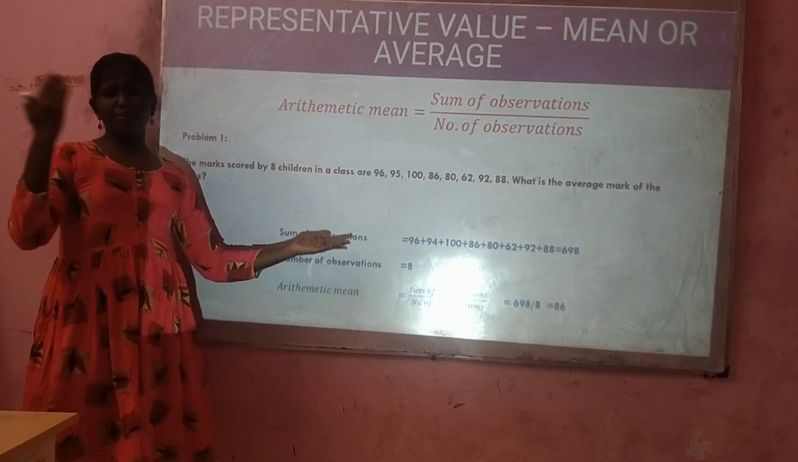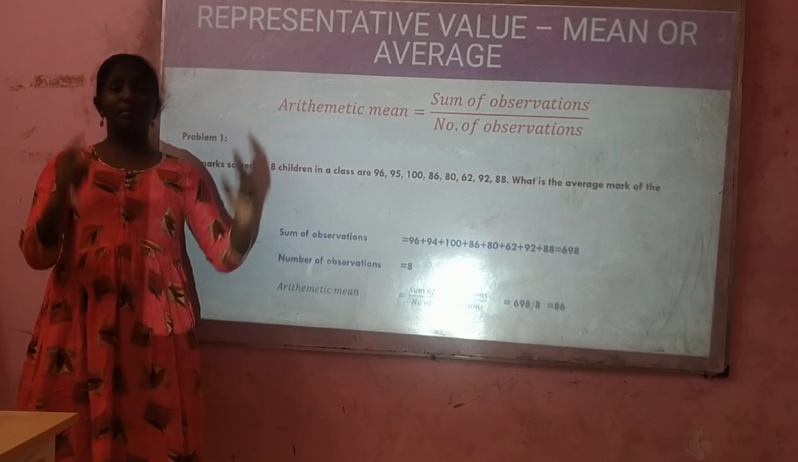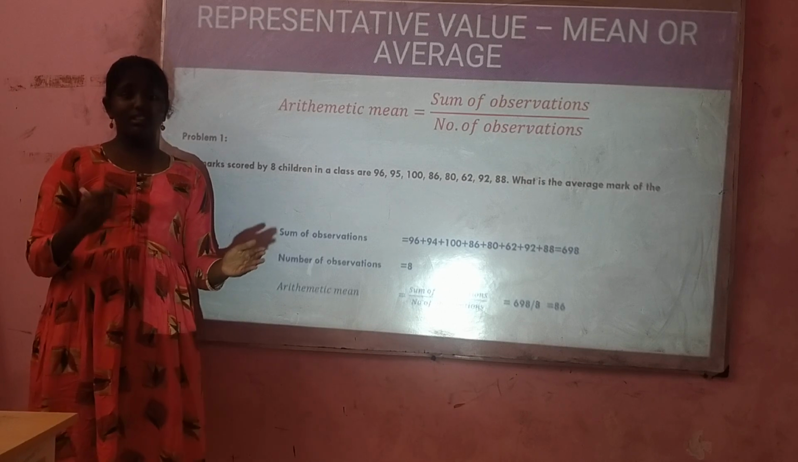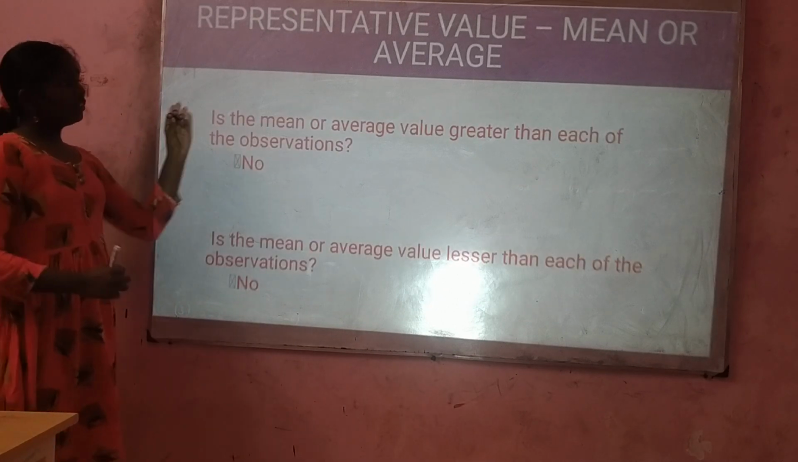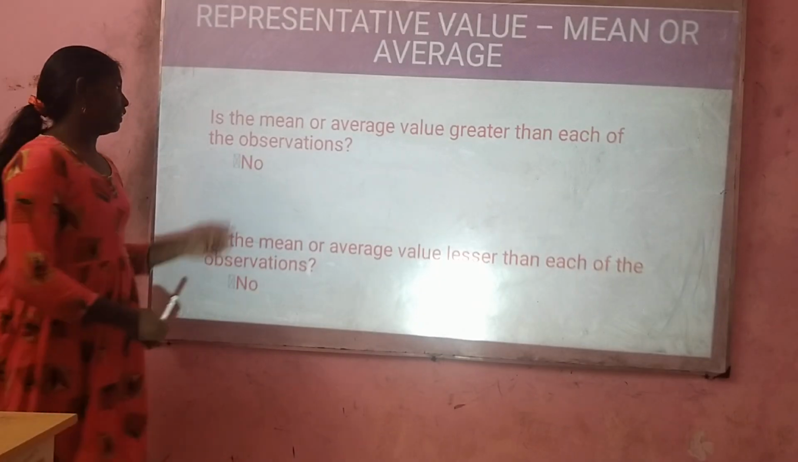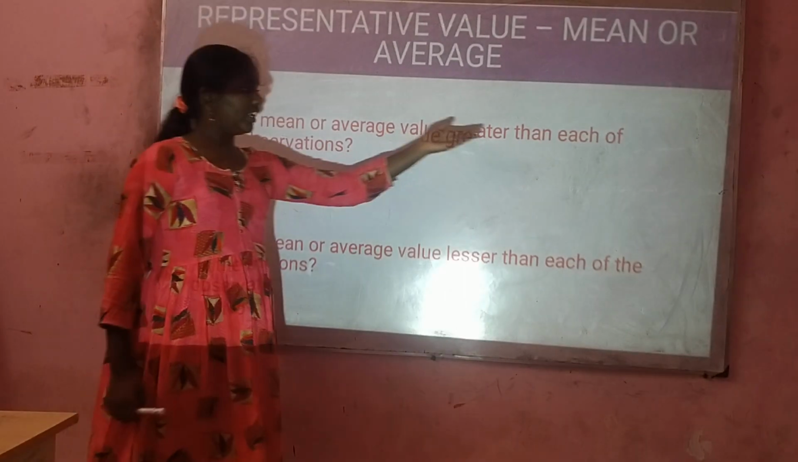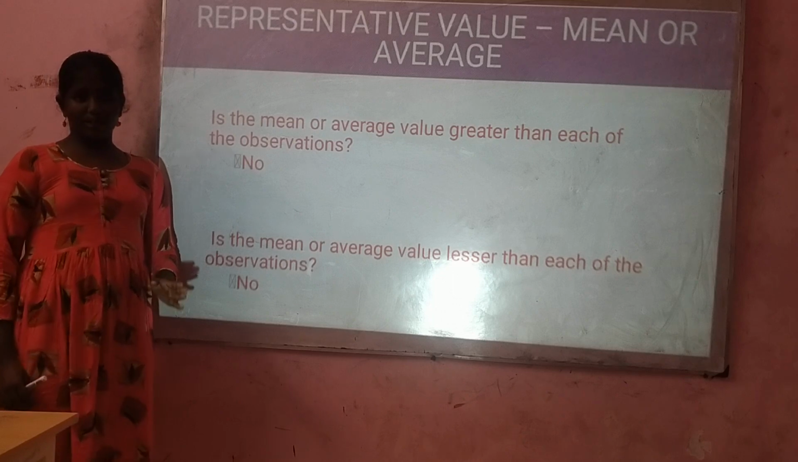Some people have performed more than 86, some people have performed below 86. So it's just a number to denote the performance of the whole class. It is not the mark of the whole class. Now there are very common doubts related to this subject. Is the mean or average value greater than each of the observations? No, it is not greater than the observations.